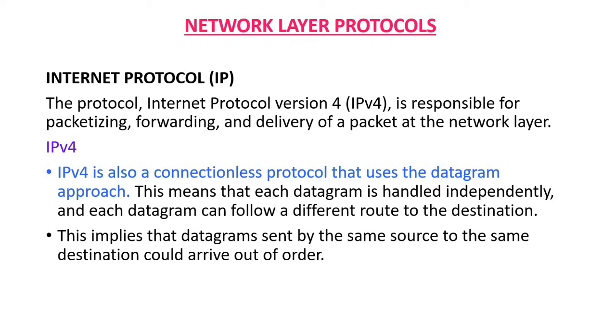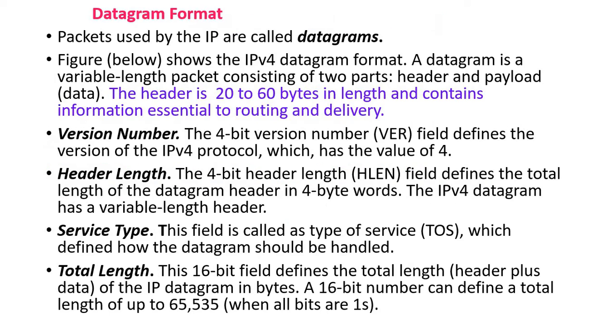And what is the specialty of this IP version 4? It is a connectionless protocol that uses the datagram approach. This protocol has a format called a datagram, and each datagram is handled independently. While moving from the sender side to the receiver side, each datagram can follow a different route to the receiver. So the data packets can arrive out of order since it is a connectionless service.